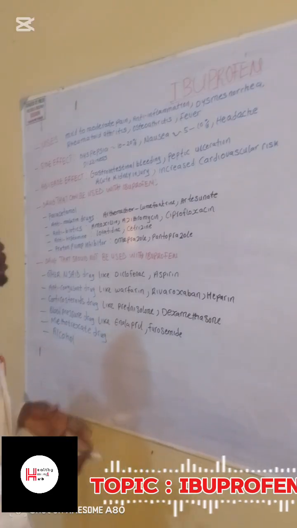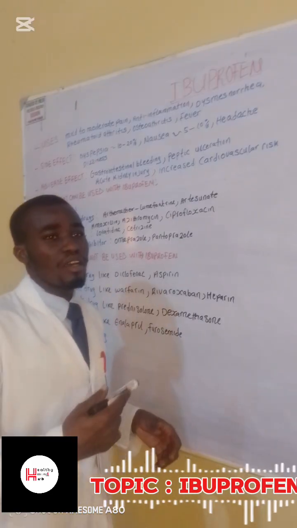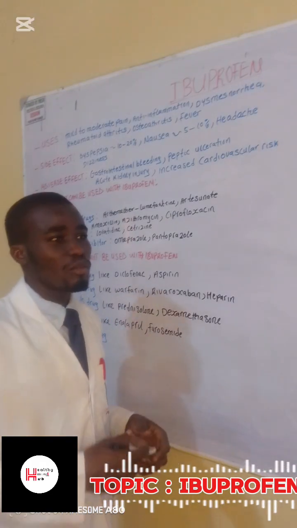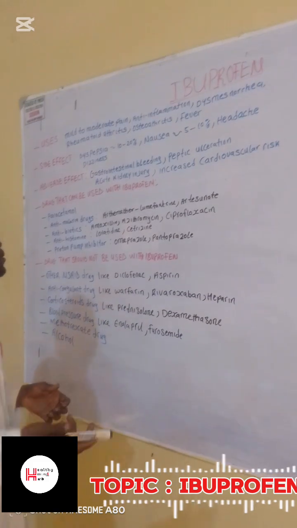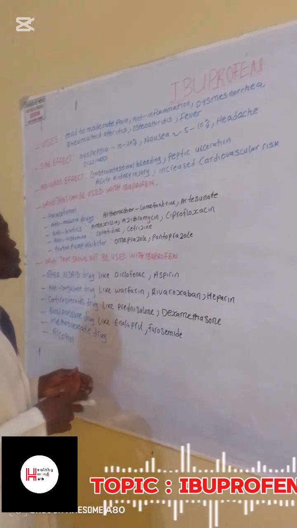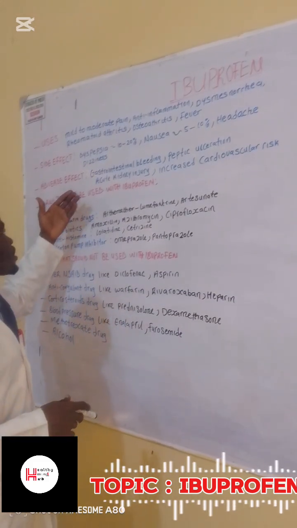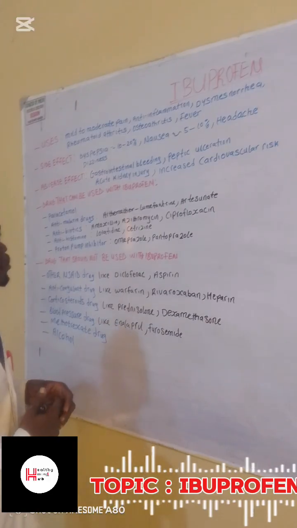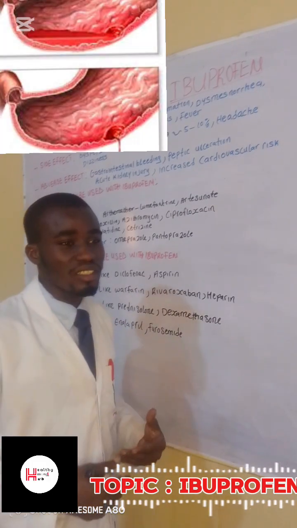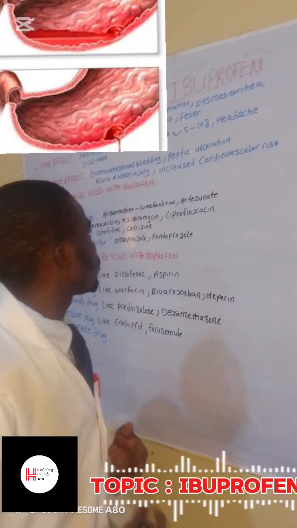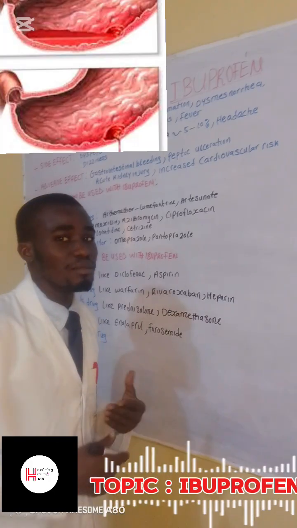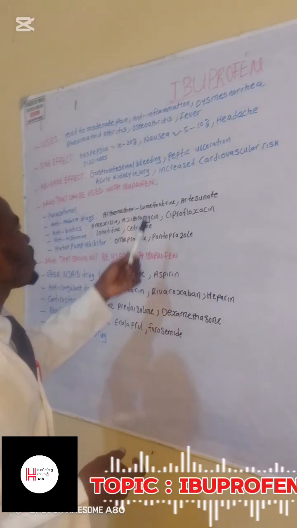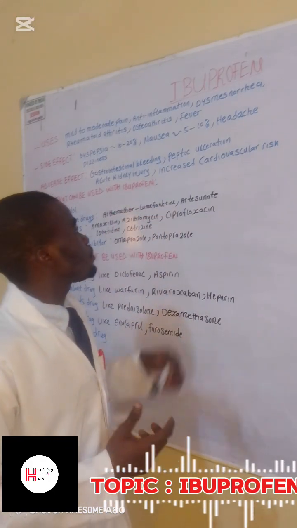And what are the adverse effects? That means when you use it more than the normal dose, more than the required dose prescribed by a pharmacist or doctor, what adverse effects can it cause? It can cause gastrointestinal bleeding. That means there is a high risk of bleeding when you use it more than the normal dose. Now, we also have peptic ulceration.